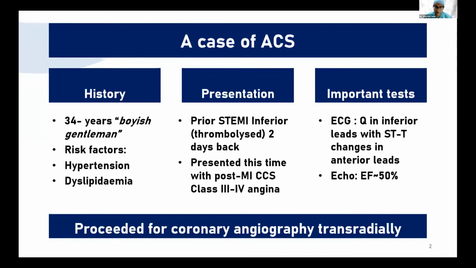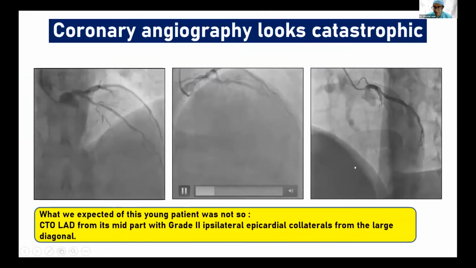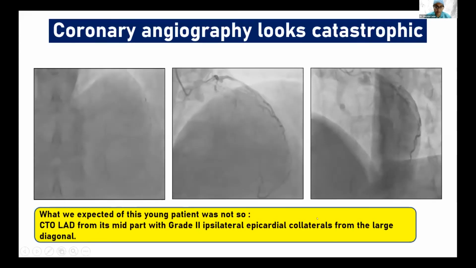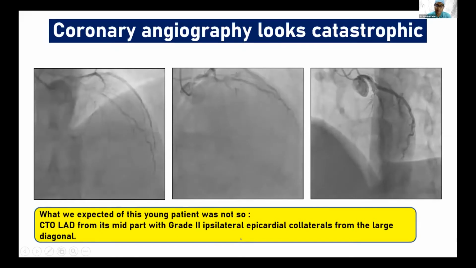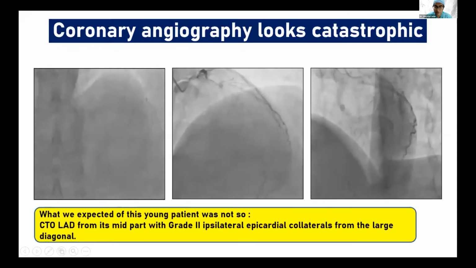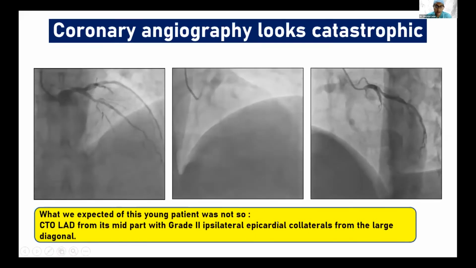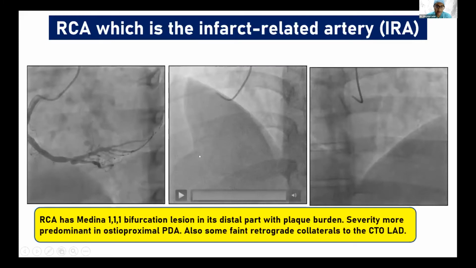We then proceeded for coronary angiography transradially. This is his angiogram, which was a bit unexpected because you would expect that a young chap had a pretty straightforward lesion consistent with an inferior MI. But as you can see, he had a CTO of the LAD from its mid part with grade 2 ipsilateral epicardial collaterals extending from a very large diagonal. And this is the infarct-related artery, which is the RCA.